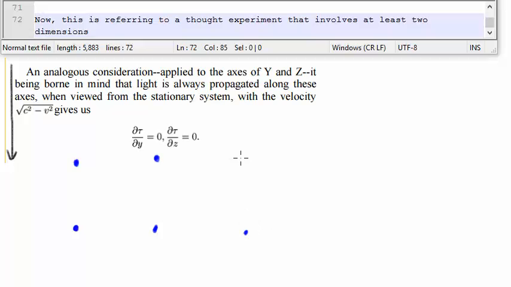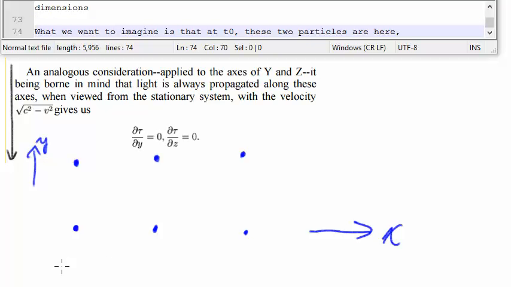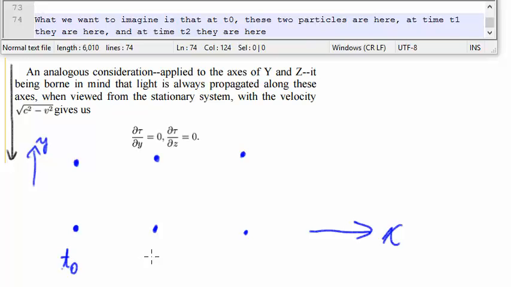This is actually going to be a space versus space diagram, with x going this way and y going this way. What we want to imagine is that at time t0, these two particles are here. At time t1, they are here, and at time t2, they are here.